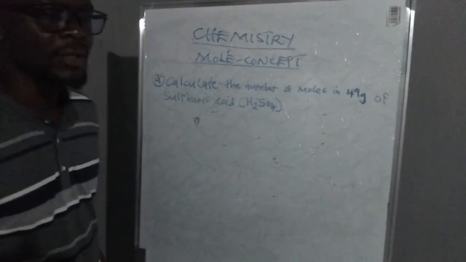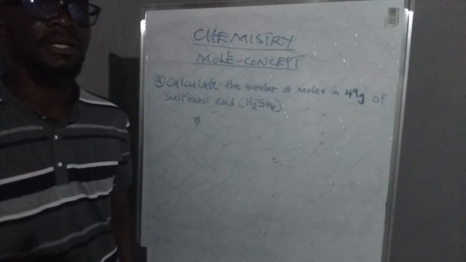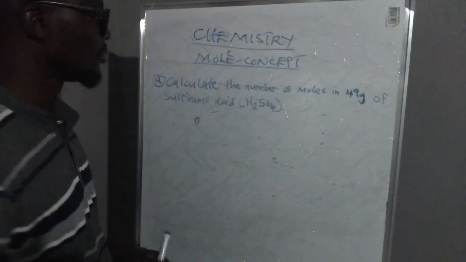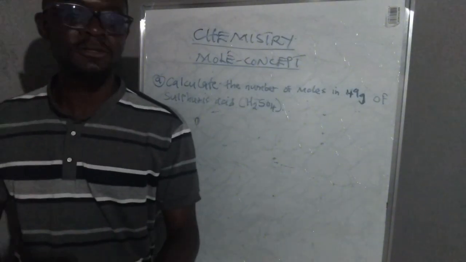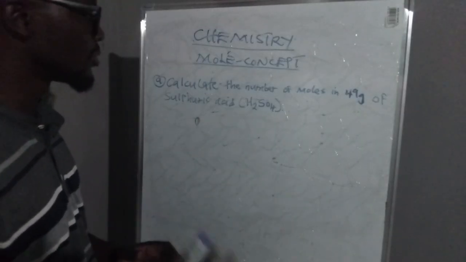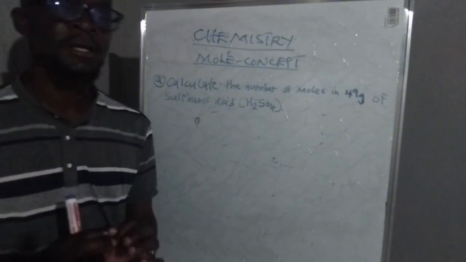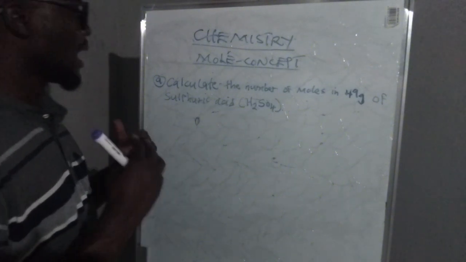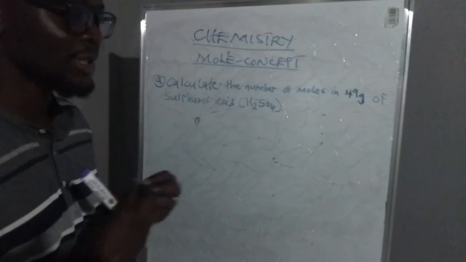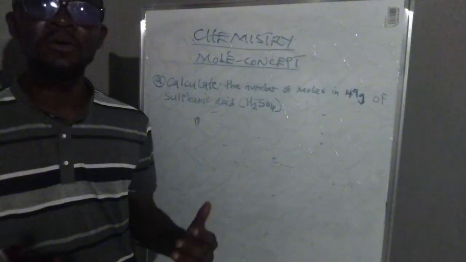Before we attempt this question, a few things that I want you to understand about the mole concept. Number one, you must understand what a mole is. Electrons, protons, neutrons, atoms cannot be measured or quantified on their own. For them to be measured, they have to combine in a certain element, and that is what gives us what is called a mole, coming from the word itself, mole concept.